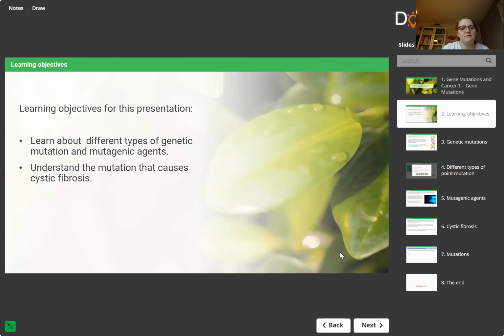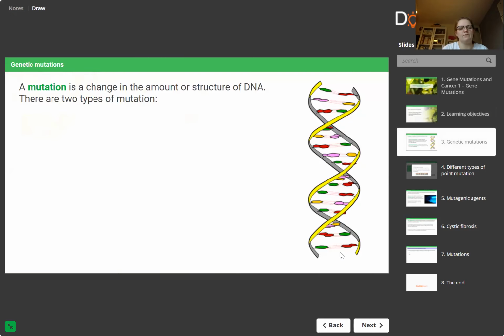So different types of genetic mutations and something called a mutagenic agent, which is what we talked about before. So we're saying we can have different agents and they can basically increase the rate of mutations occurring. We're also going to look at something called cystic fibrosis as well, really quickly. So quick recap of what a gene mutation is. As we've said before, a gene mutation is any change either in the amount or in the structure of your DNA from what it was originally.